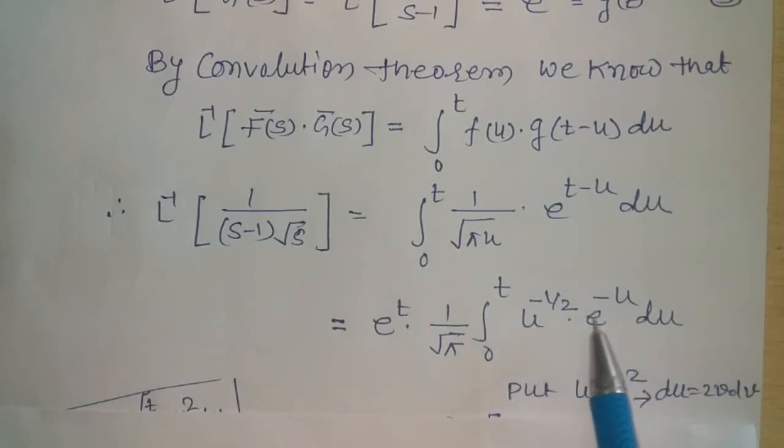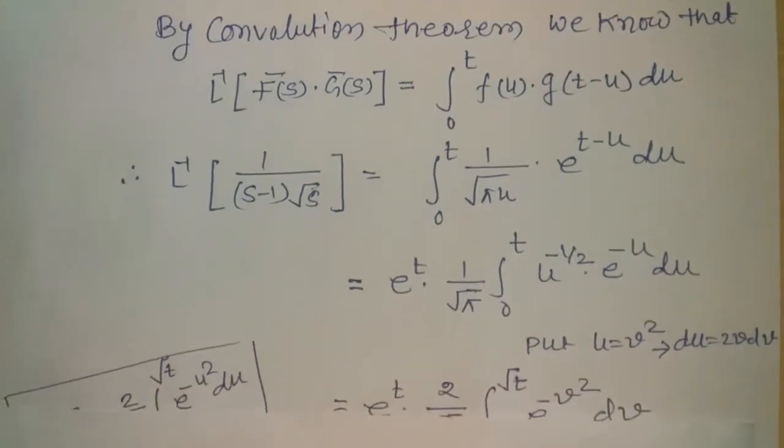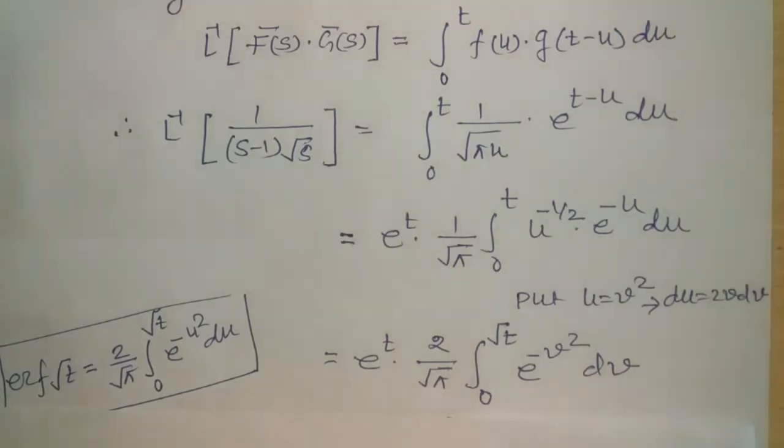Now v power minus 1 and v cancel, the 2 constant we write outside, then we get e raised to t into 2 upon root pi. The limit of integration: when u equal to 0, v becomes 0, so the lower limit is 0, and when u equal to t, v becomes root t, so the upper limit is root t. Then we have e raised to minus v square dv. Now this integral, 2 upon root pi, e raised to t, 0 to root t e raised to minus v square dv, this integral is denoted by error function root t.